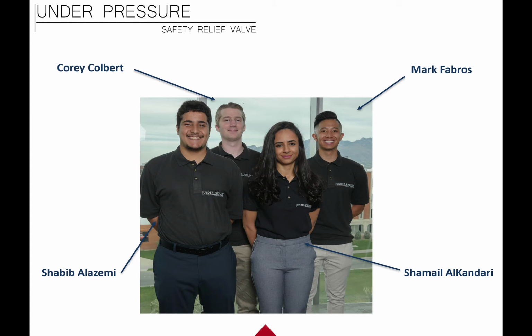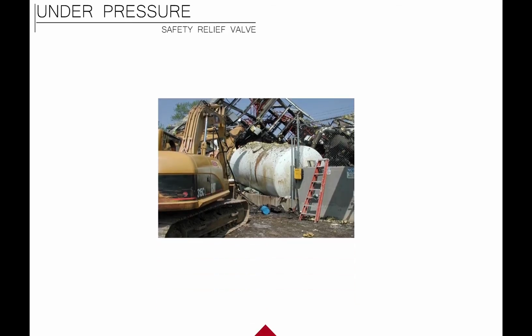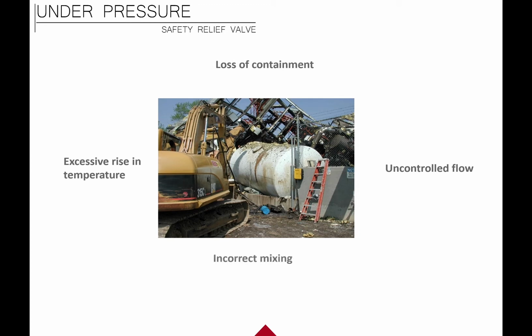Before we get started, I'm going to talk a bit about the concept of overpressurization and what causes it. Overpressurization occurs when the transient air pressure exceeds the atmospheric pressure. Several factors that lead to overpressurizations are excessive rise in temperature, uncontrolled flow, loss of containment, and incorrect mixing.